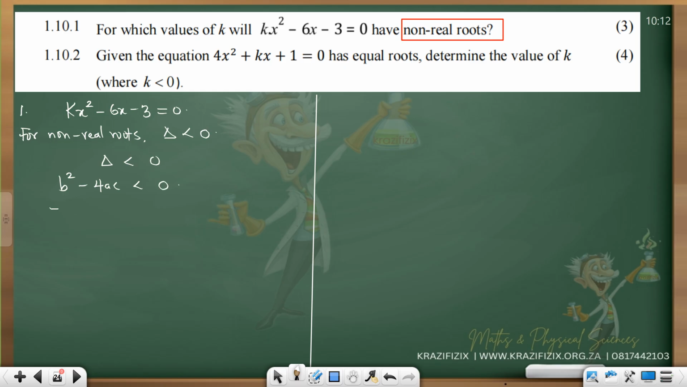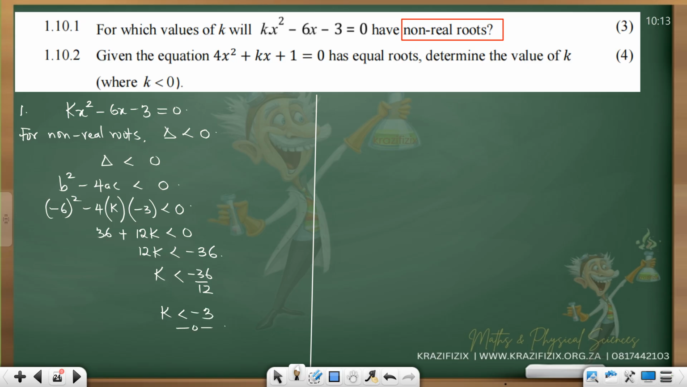What is my b? Negative 6. Minus 4. What is my a? k. And what is my c? Negative 3, less than 0. Negative, negative, positive. 4 times 3 is 12, so 12k. This is 36, plus 12k less than 0. 12k is less than negative 36. Guys, I am not changing my inequality. I only change when I divide by a negative. So k should be less than negative 36 over 12. So k is less than negative 3.